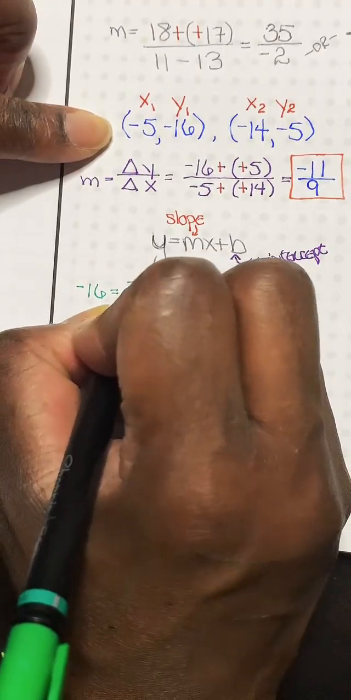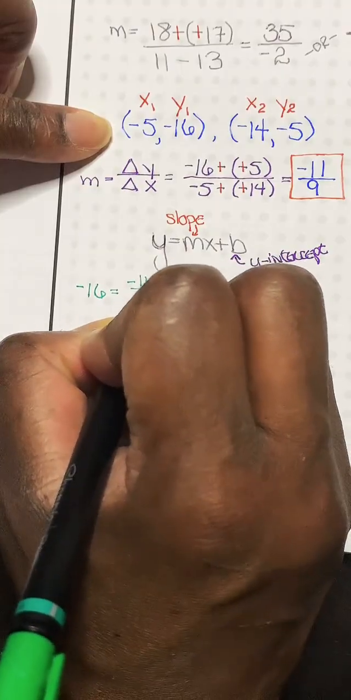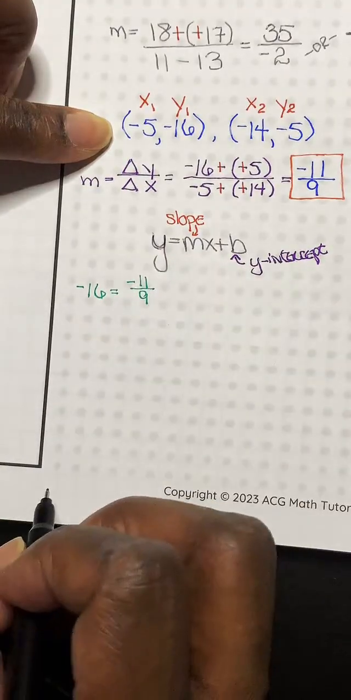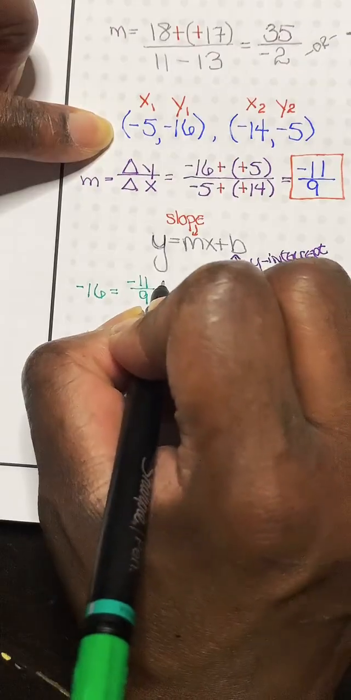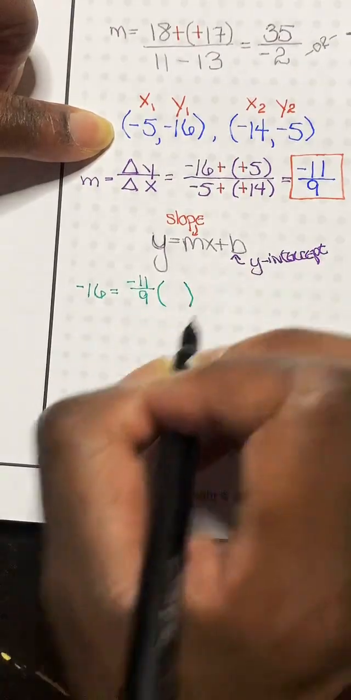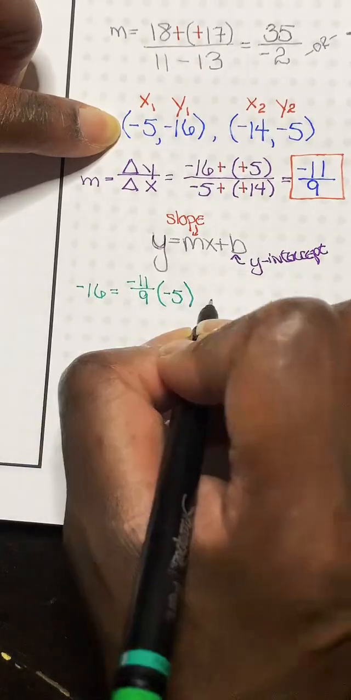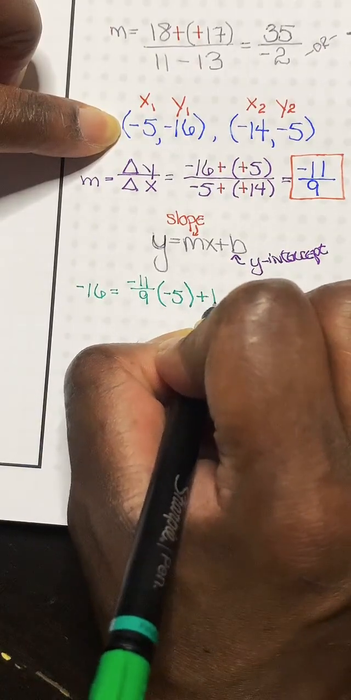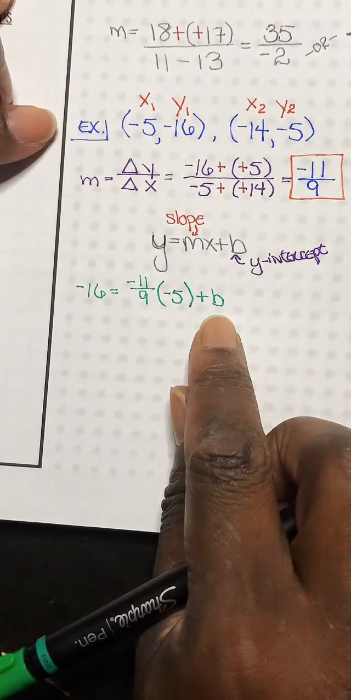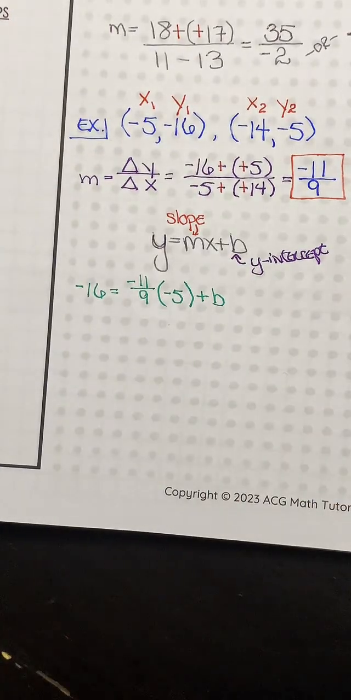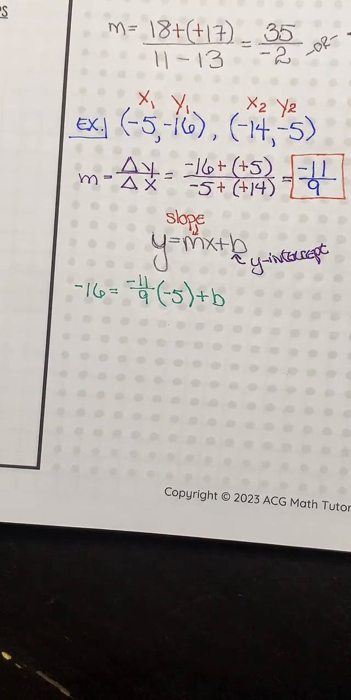The slope was a -11/9. The x value was from the point, which is a -5. And then we have our plus b. That's what we're trying to find. Yep, all we're doing is substituting. I'm not doing integration. Sorry. I know. It's probably something really simple.